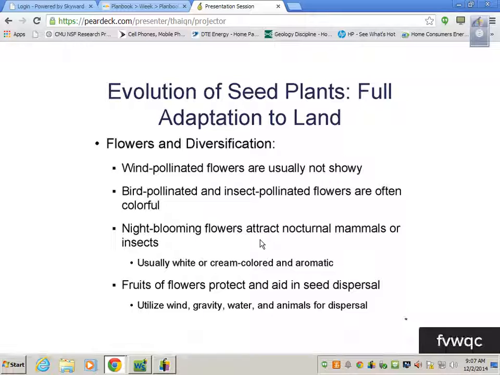So bird-pollinated and insect-pollinated flowers are often colorful. So if you see something colorful, it's colorful for a reason. Usually adaptations do not exist because they lack function. Usually they exist because they serve a function for the plant. Night-blooming flowers attract nocturnal mammals or insects, and are usually white or cream-colored and aromatic. Now, this is going to lead into the whole discussion about the smell of spring. So, anybody ever walk outside as you transition between day and night in the springtime, and even into the summer, early summer?